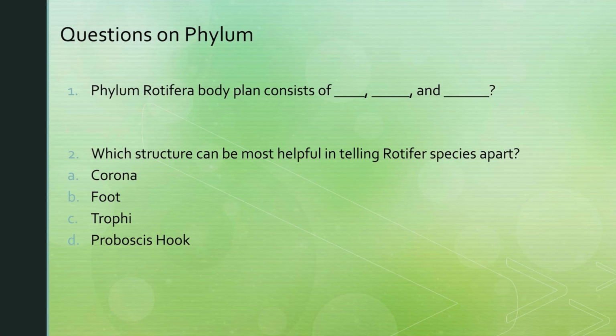These are the questions for our phylum. Phylum Rotifera, body plan consists of blank, blank, and blank. Which structure can be most helpful in telling rotifer species apart?